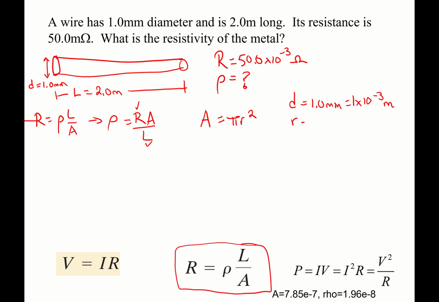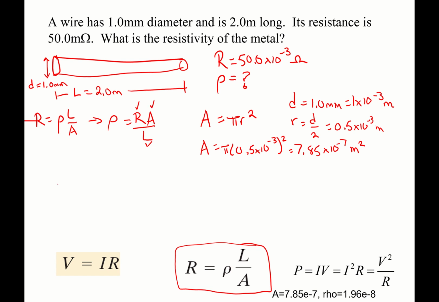And so the radius is the diameter over 2, so it's going to be 0.5 times 10 to the minus 3 meters. So let's calculate the area then. It's going to be a really small number, isn't it? So it's going to be pi times 0.5 times 10 to the minus 3 squared, and I get 7.85 times 10 to the minus 7, and the area has units of meters squared. Okay, so now I know everything.